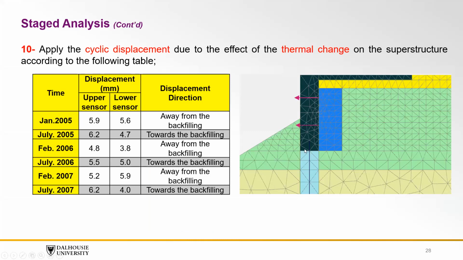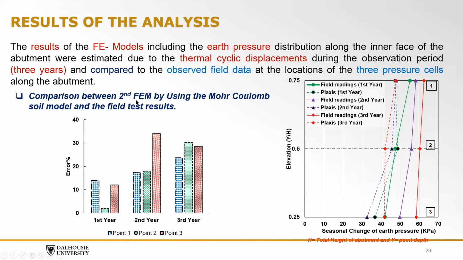So in this problem here, this is the applied displacement. It was a superimposed displacement that represents the monitored cyclic displacements. And then we read the earth pressures in the back of the wall and compare them to what we have. So in here, we are showing the results of the second model, which is the Mohr-Coulomb.